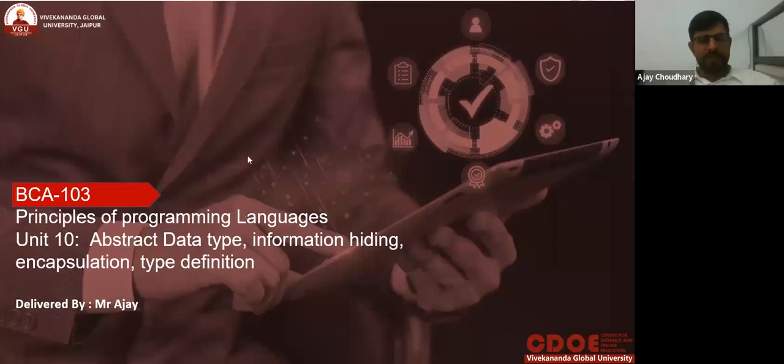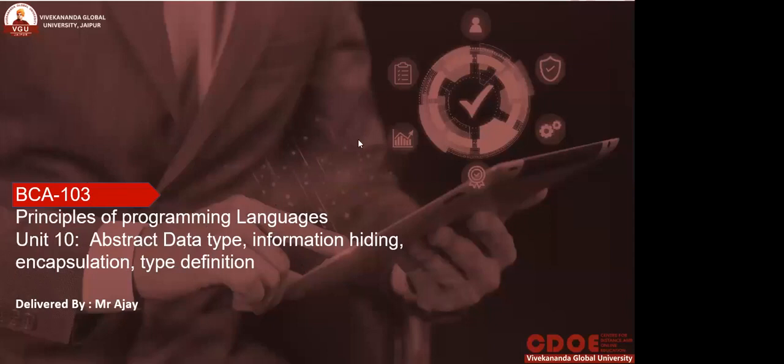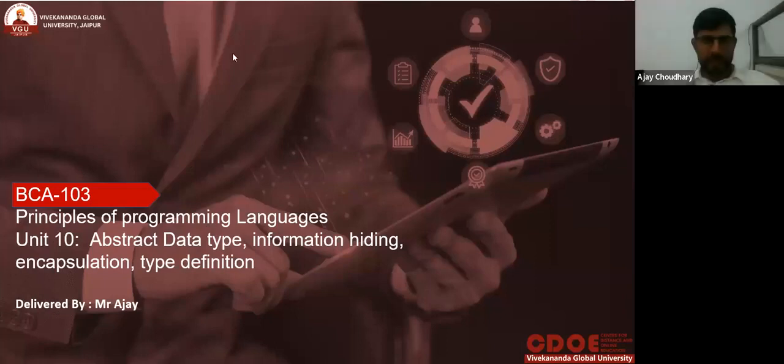Today we start the topic of programming languages: abstract data type, information hiding, encapsulation, and type definition. In the previous lecture we learned about subprograms, what type of functions and what type of methods we are using in our programming languages. So today we learn about data types.